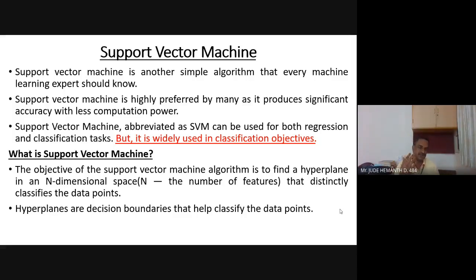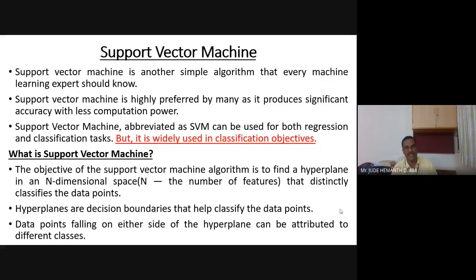In the previous sessions, we also saw regression, where again we had a line, but we did not attempt to divide the data. We just had an intention to find out whether your line exactly matches all the points, so that my individual data point will give me the correct answer. But here it is not the case, because we are going to talk from a classification perspective. So these are decision boundaries that help classify the data points. And data points falling on either side of the hyperplane can be attributed to different classes.